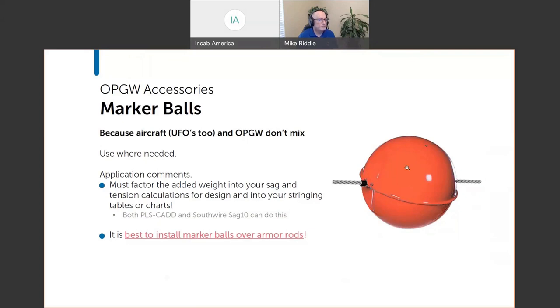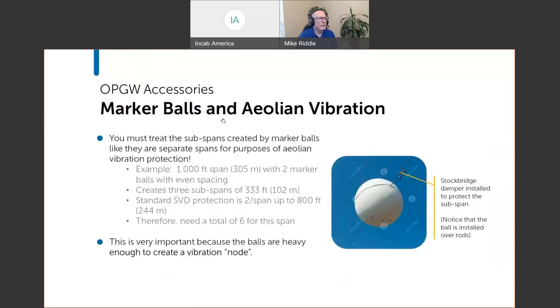Sag 10 and PLS-CAD both do that, and I refer you to those programs for details on how you would do that, but you can do it, and you should do it if you need to put these on. For me as a cable supplier, the thing I'm more concerned about, though, is that you use armor rods. This picture shows this marker ball installed directly on a cable. I think it's better to use the armor rods.